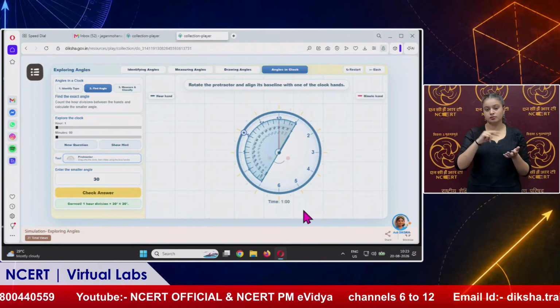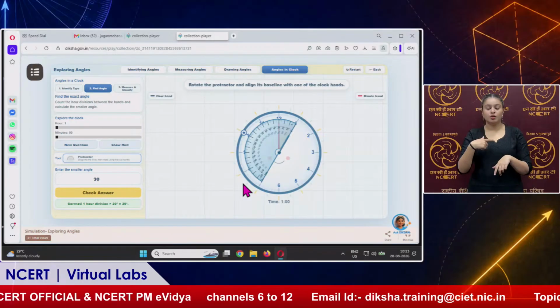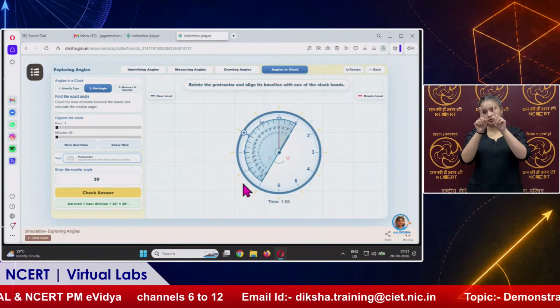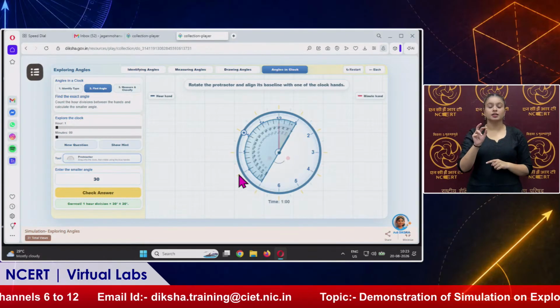That means, in general, in the clock the 1 hour indication between 12 and 1 is a fixed angle, that is, a 30 degrees angle.